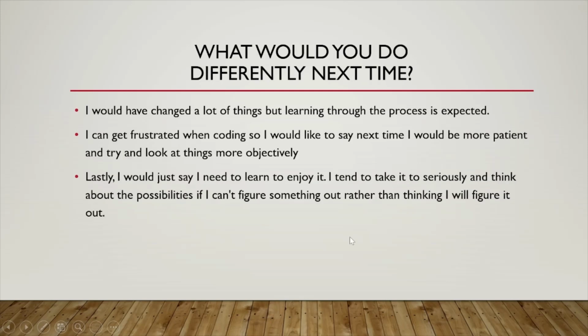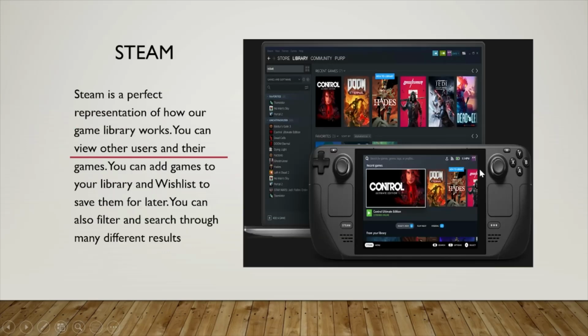What would I do differently next time? I would have changed a lot of things, but learning through the process is expected. I get frustrated with coding, so I would like to say next time I would be more patient and try and look at things more objectively. Lastly, I would say I need to learn to enjoy it. I tend to take things too seriously and think about the possibilities if I can't figure something out, rather than just thinking that I will find a solution in the end.